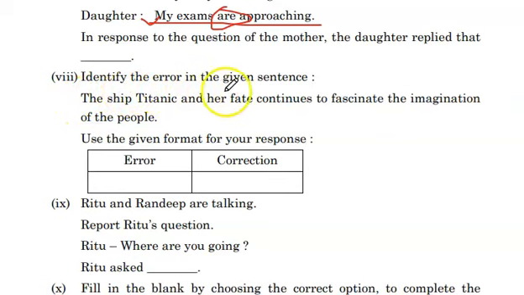Now identify the error in the given sentence. The ship Titanic and her fate continues to fascinate the imagination of the people. The problem in this sentence is the word continues, because here the ship Titanic and her fate are connected with and are becoming a plural subject. So this subject is plural, and if the subject is plural, the verb should also be plural. So continues will become continue. So write here continues and correct it continue.